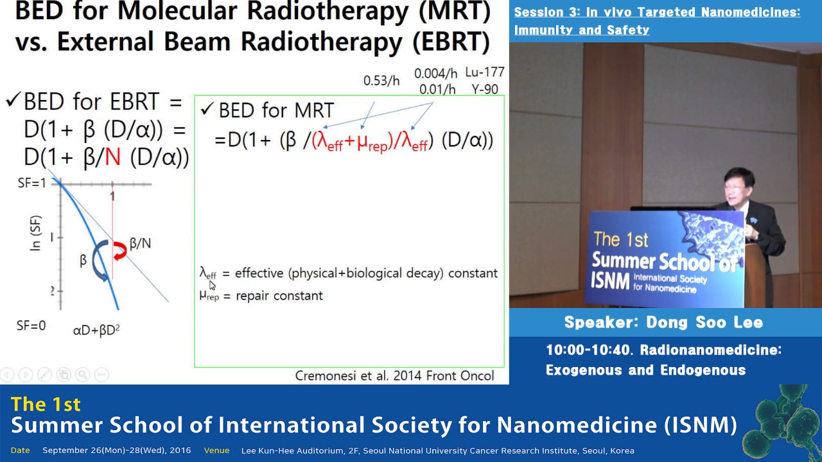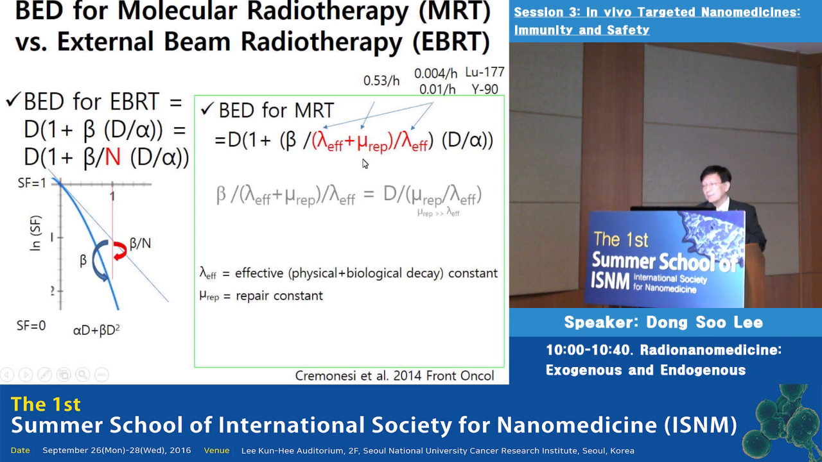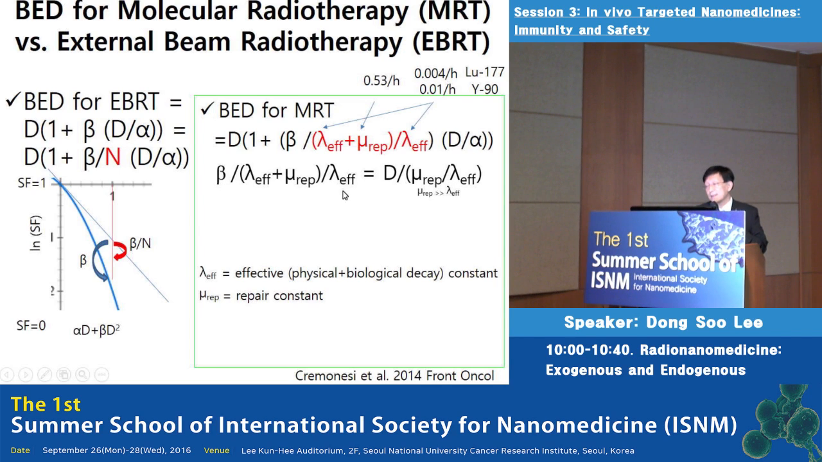Lambda effective is just the effective constant, but it is modified by the repair constant of the tumor tissues. The repair constant is known to be 0.53 here, and the effective decay constant is in this range. Why? Because, as I told you, yttrium has a 3-day half-life and lutetium has a 7-day half-life. So this is the reality. If mu repair is higher, then this is gone, and this is like this.